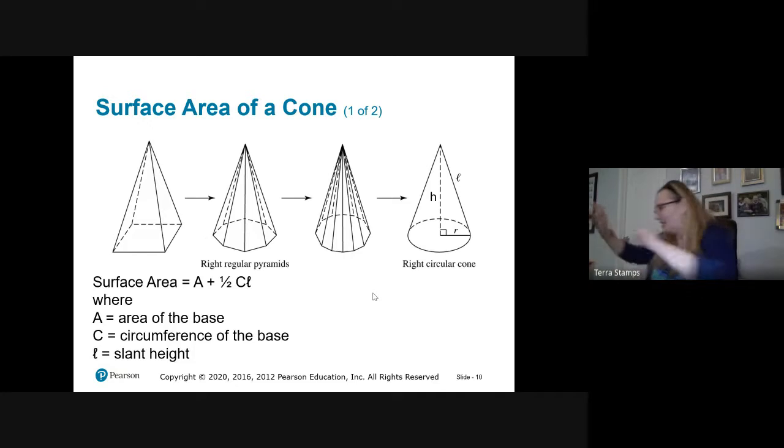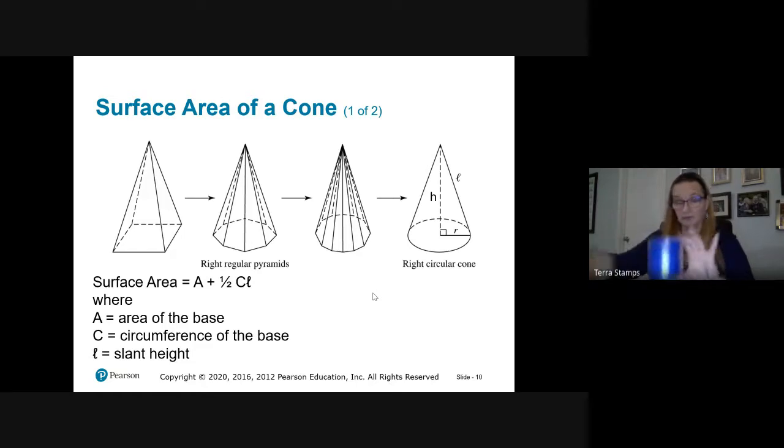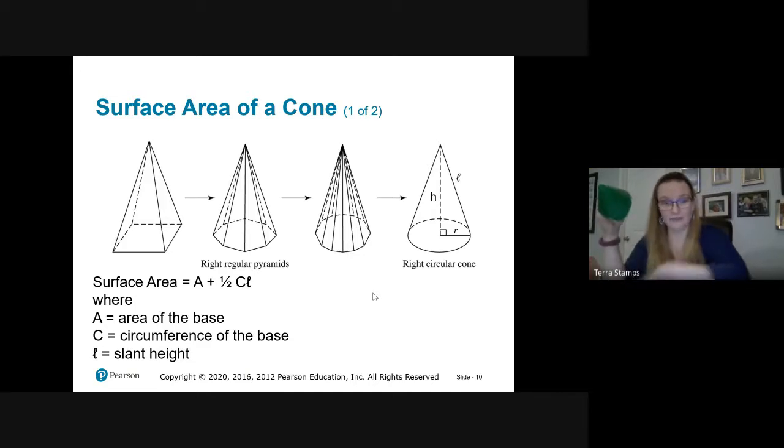All right, the surface area of a cone. This one's pretty cool because it's just an extension of a pyramid. Just like the cylinder was an extension of the prism, this cone is a smoothed out version of pyramid. Now, the surface area of this one is A plus 1/2 CL. So the area of the base, circular base, plus, now remember, 1/2 base times height, right? So 1/2 the perimeter. Well, the perimeter is the circumference times the slant height.